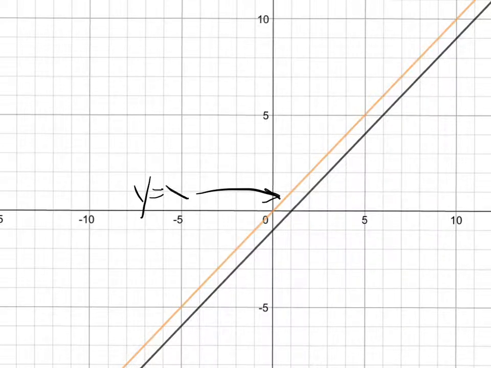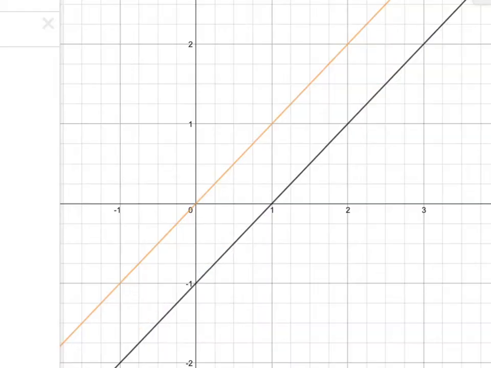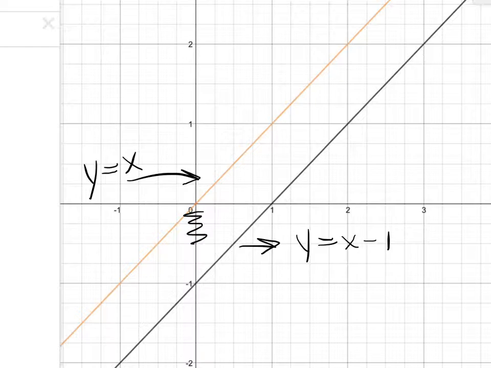Y equals x. What is the equation for the new function? Y equals x minus 1. Parent function, same thing, y equals x. What would be the equation of the new line? Y equals x minus 1. That is right because it's been moved down 1.